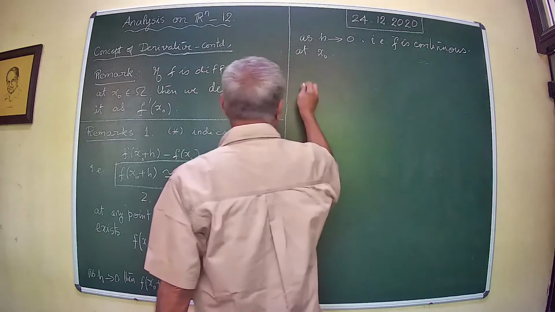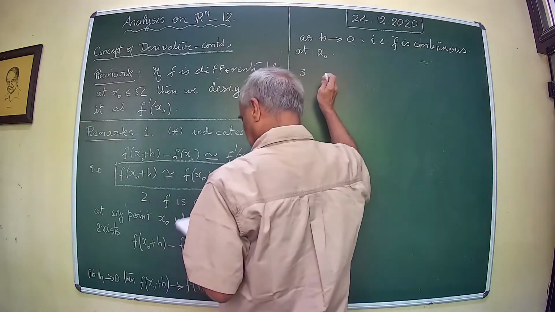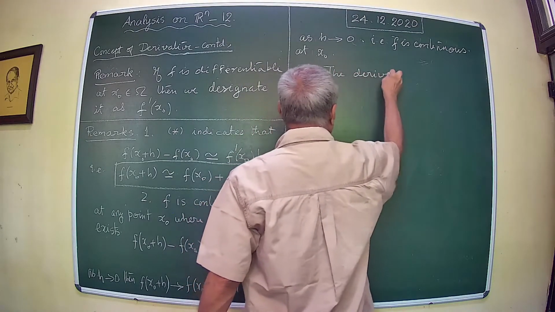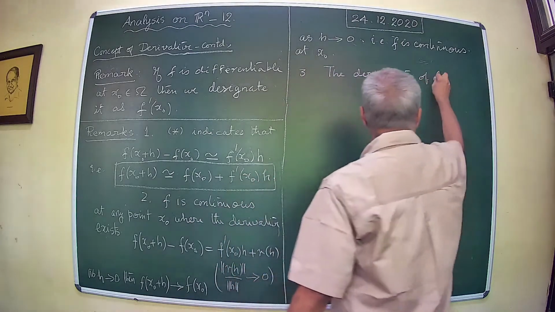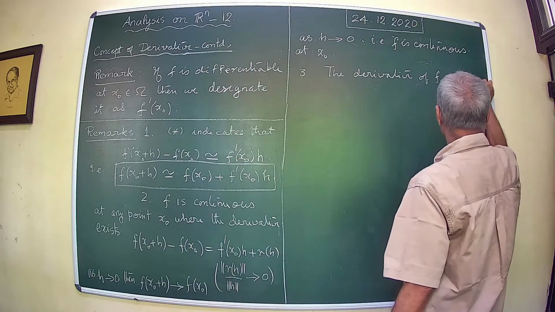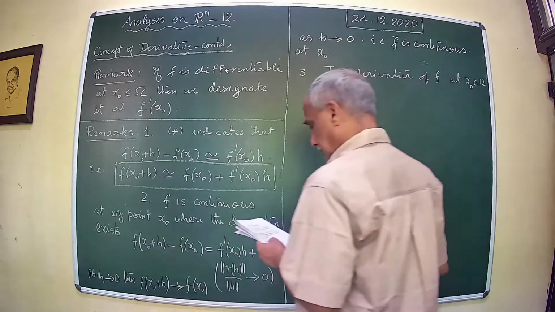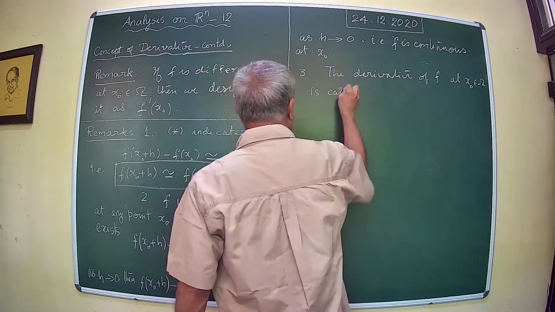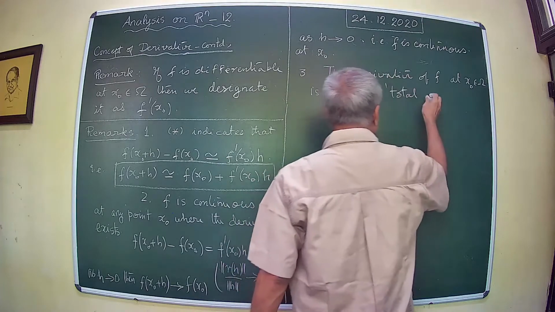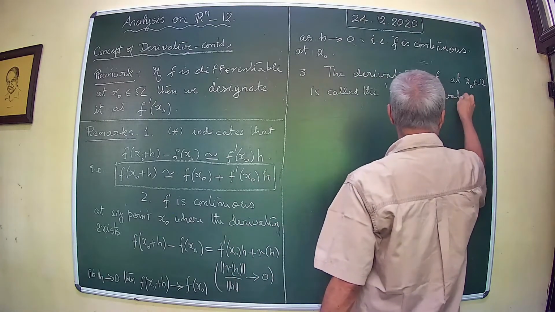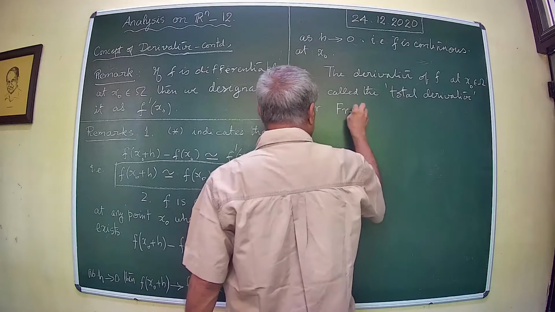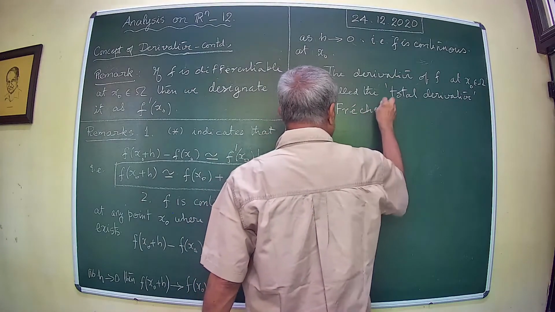The third remark that you want to make is the derivative of f at x naught belonging to omega is called the total derivative, or Frechet derivative.